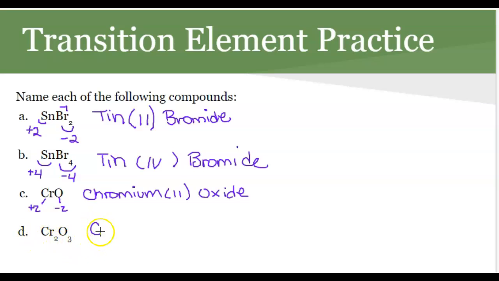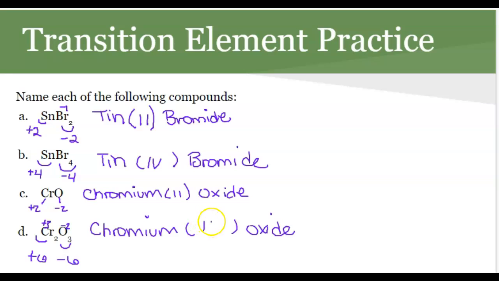Down here, the last one, again, I have chromium. So that doesn't change. And I still have oxide. But now I need to figure out what the charge is on the chromium. So each oxygen is -2. Collectively, I end up with -6 worth of total charge. I have 2 chromiums, and I need to have a balance. So I need to somehow get a total of +6. So that means that each chromium must have been +3 to make that happen. So I end up with chromium(III) oxide.